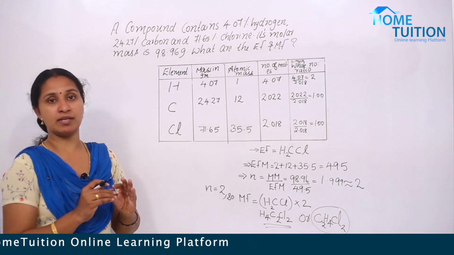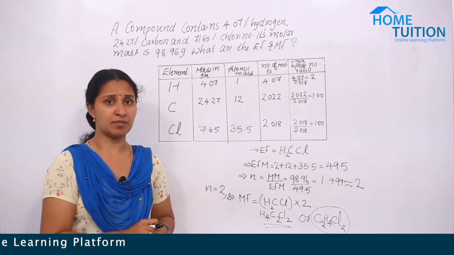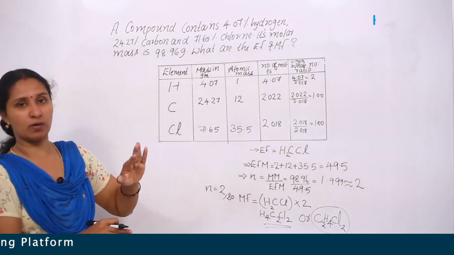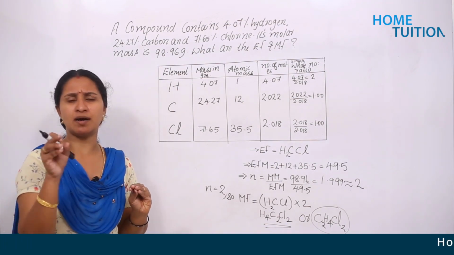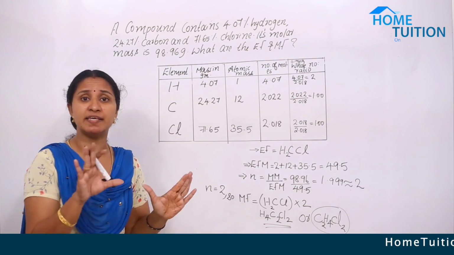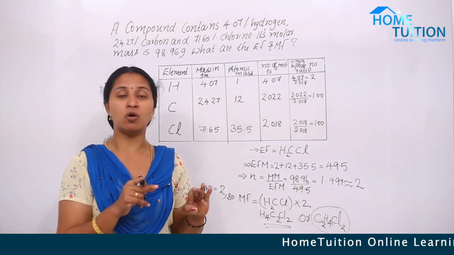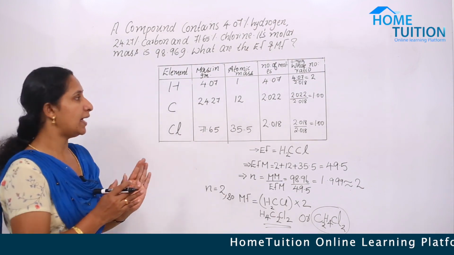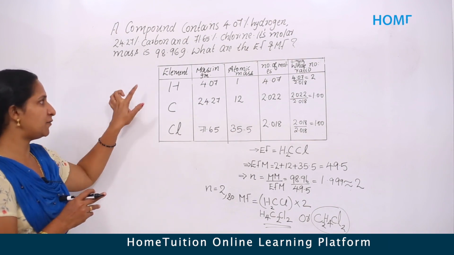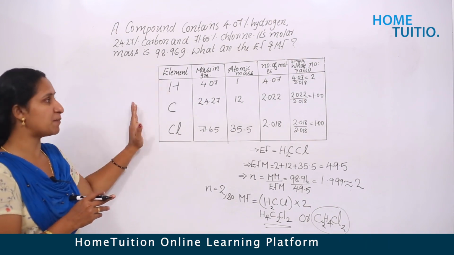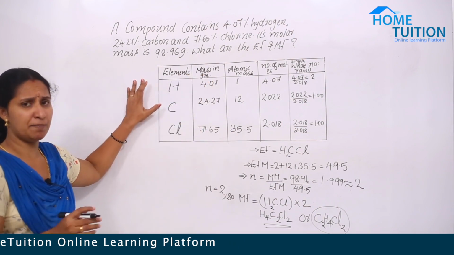In this question, the percentage composition of 3 different elements are given: carbon, hydrogen, chlorine. First of all, we want to know the symbols in order to represent these elements. Carbon, we know it's C, hydrogen H, chlorine Cl. Okay, and in order to make it easy, we draw a table like this. The first column, the elements present.